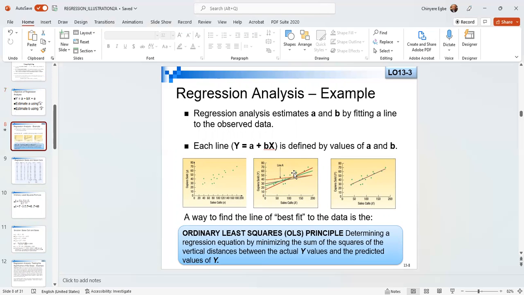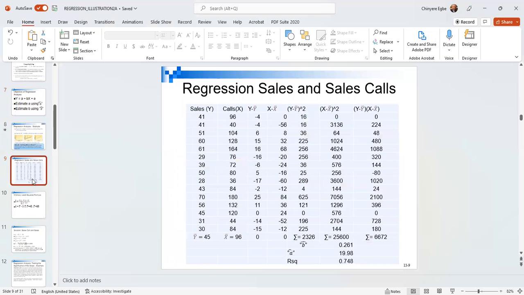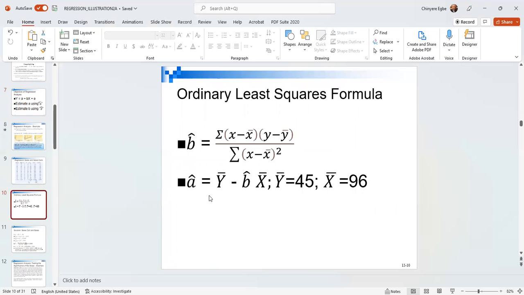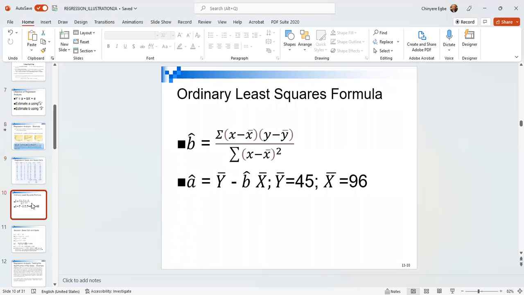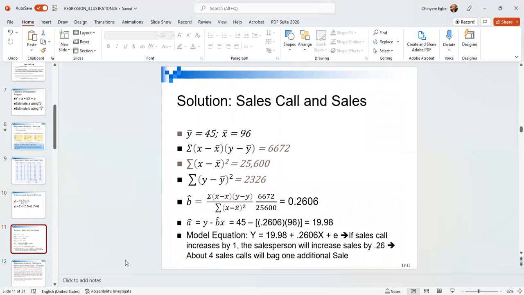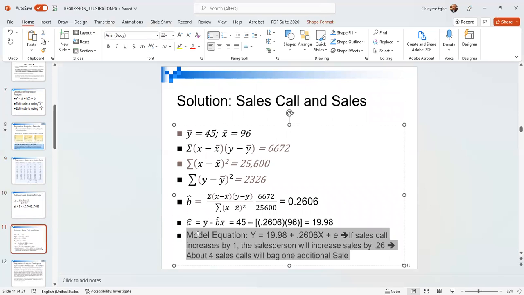As you see here, we have a positive relationship that is sloping upwards. We did some estimation last time. When we estimated a B hat, we estimated an A hat. You can see the B hat was 0.261. And so after we estimate A and B, we come up with a model equation, and this was our model equation.